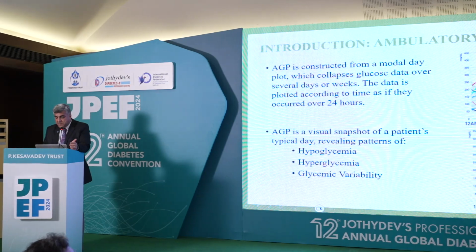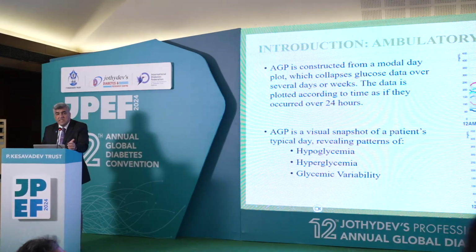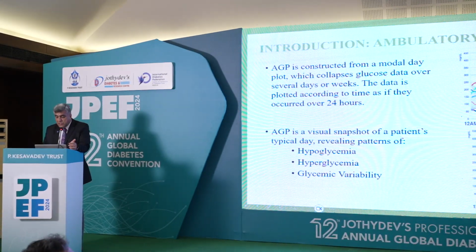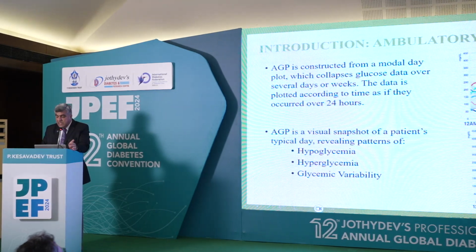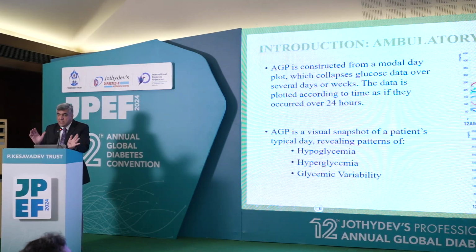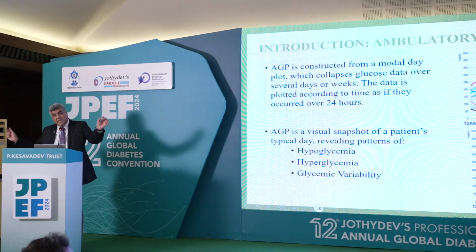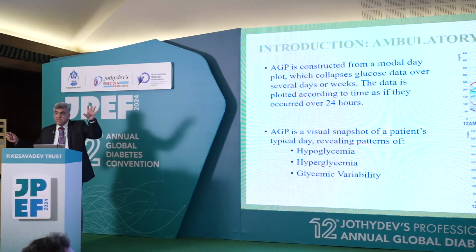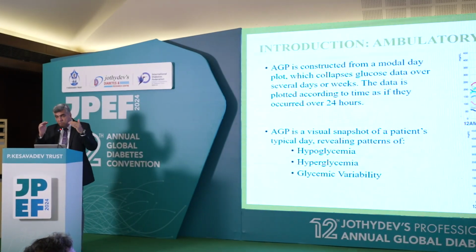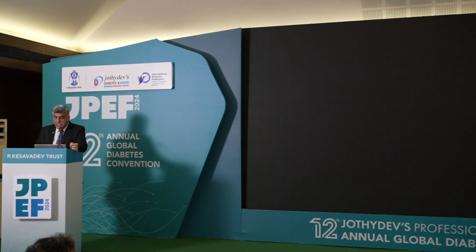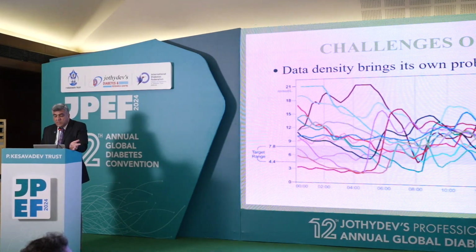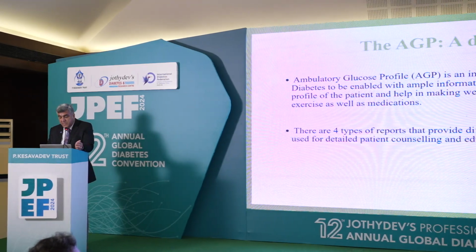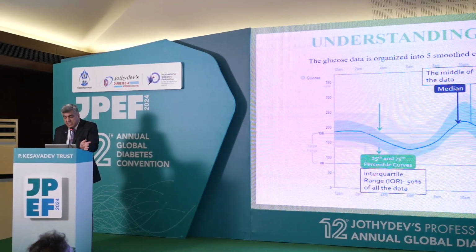So that's where came in the percentile derivation by software, which is based on the median line, which has 50% of the data, the interquartile range, which has almost 75% of the data, and the last two extremes, which is 10 percentile of data up and down, the interdecile range. So that's why data density brings its own problem. How to interpret this, what to tell the patient about what's happening. And that's where AGP came in, which is a derivation.